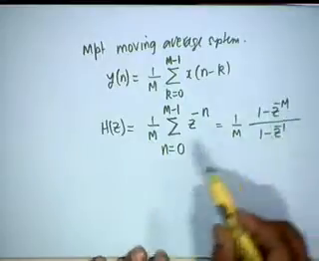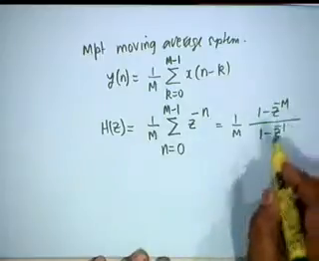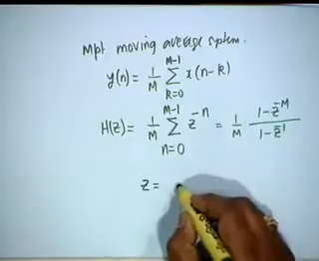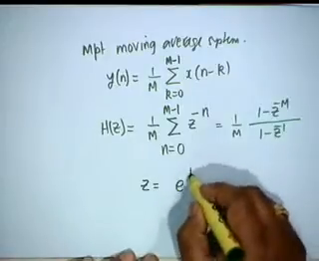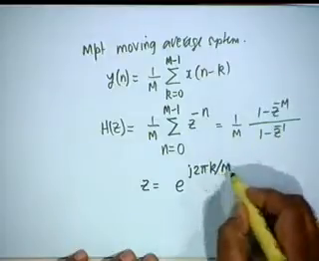The zeros of this system, capital M number of zeros, are at z equal to e to the j 2 pi k divided by M. These are the zeros.